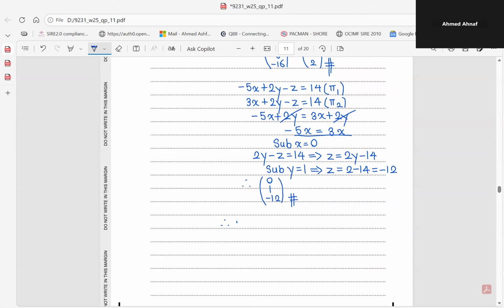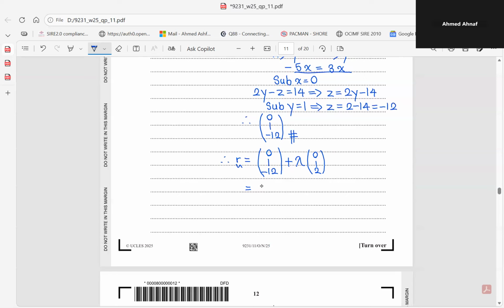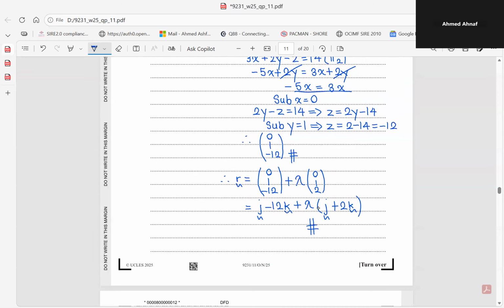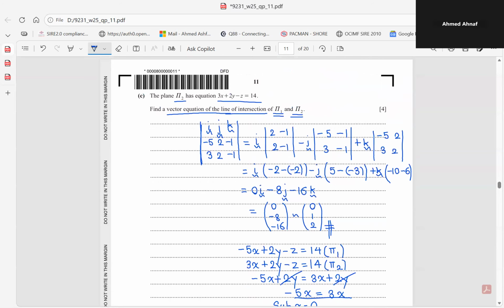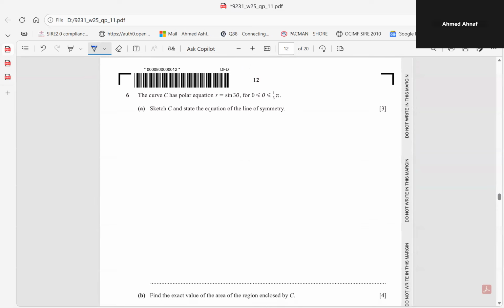And therefore, the vector equation of the line is just 0, 1, negative 12 plus lambda times 0, 1, 2. Or in ijk format, that is j minus 12k plus lambda times j plus 2k. So this would be the final answer for this last part as well as the entire question. Let's move on to the next question.